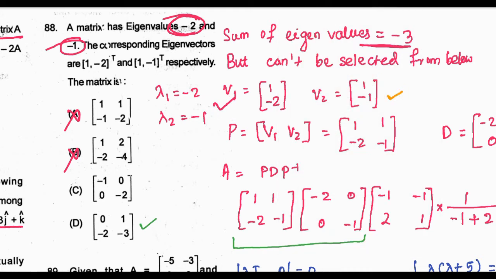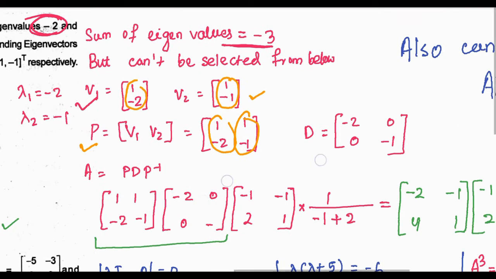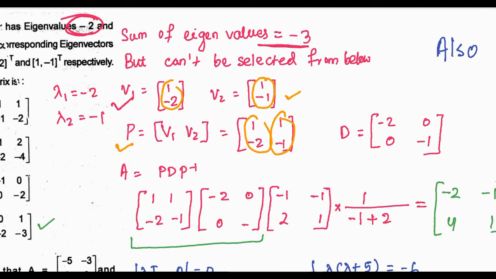second eigenvector, and P is the matrix containing the eigenvectors. That means 1 minus 2, 1 minus 2, minus 1, sorry, 1 minus 1. This one is the P matrix, and D is a diagonal matrix having the principal diagonal as the eigenvalues. So what are the eigenvalues? Minus 2 and minus 1. So D matrix is this one.